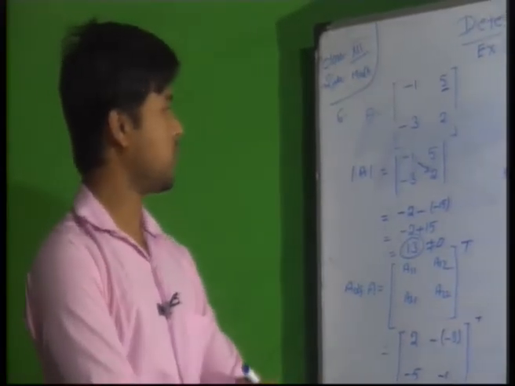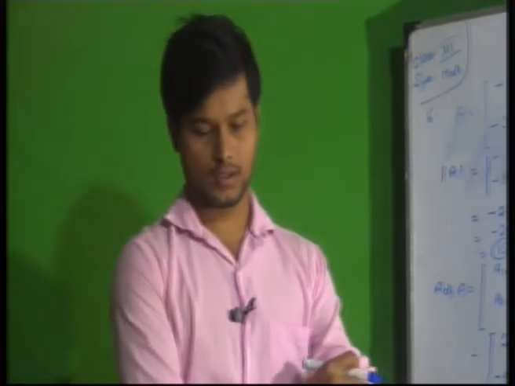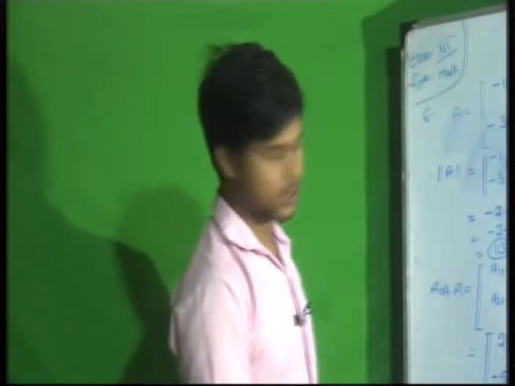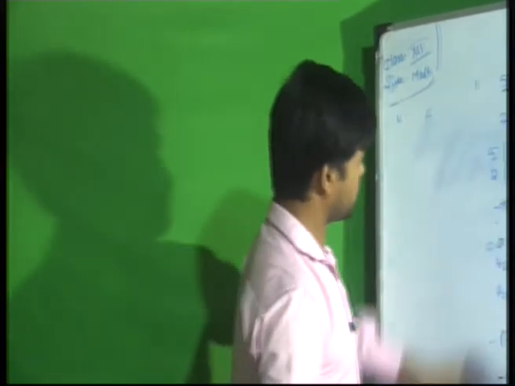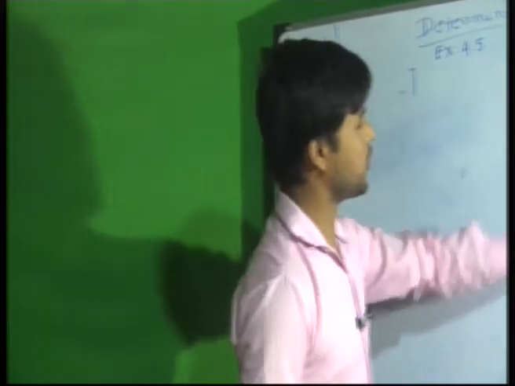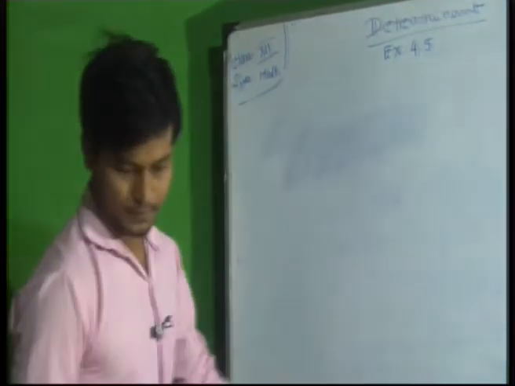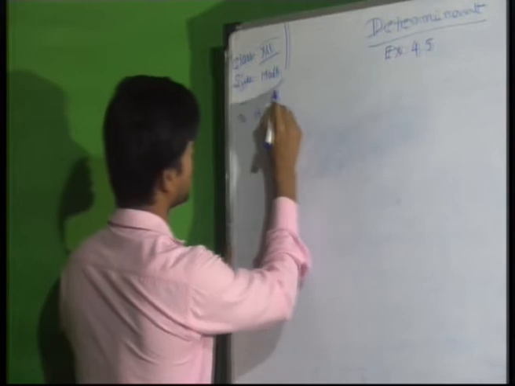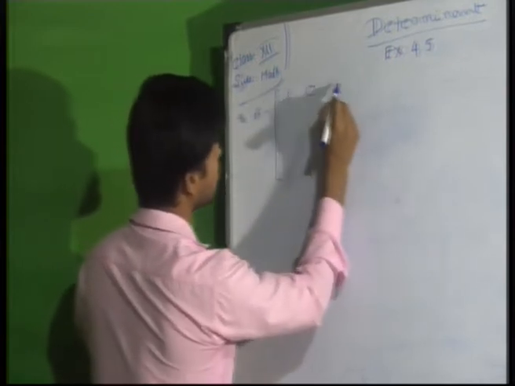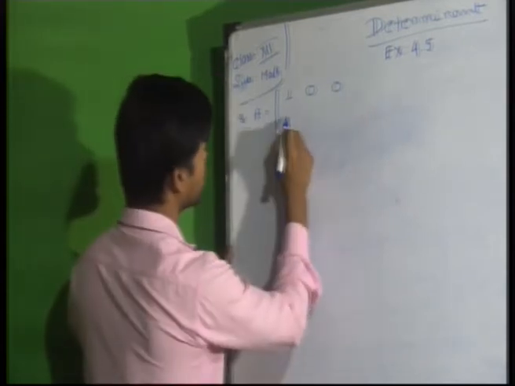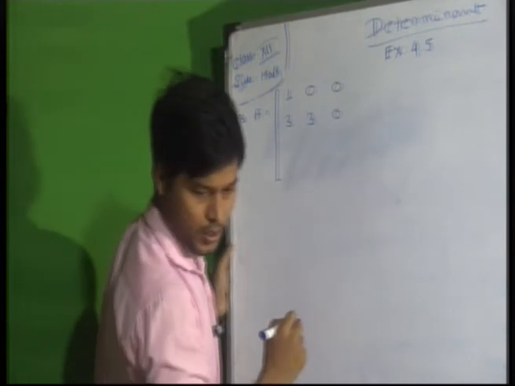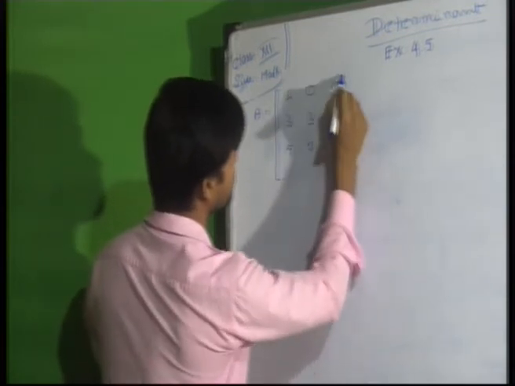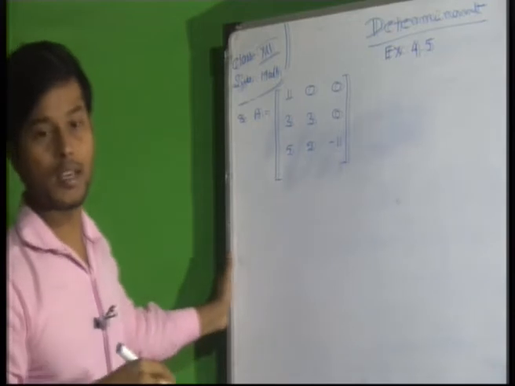Now, we will calculate the inverse of a matrix whose order is 3 cross 3. Okay. So, let's choose question number 8. Question number 8: the matrix A is 1 0 0, 3 3 0, and the third row is 5 2 minus 1. This is the given matrix. We have to calculate the inverse of this matrix.